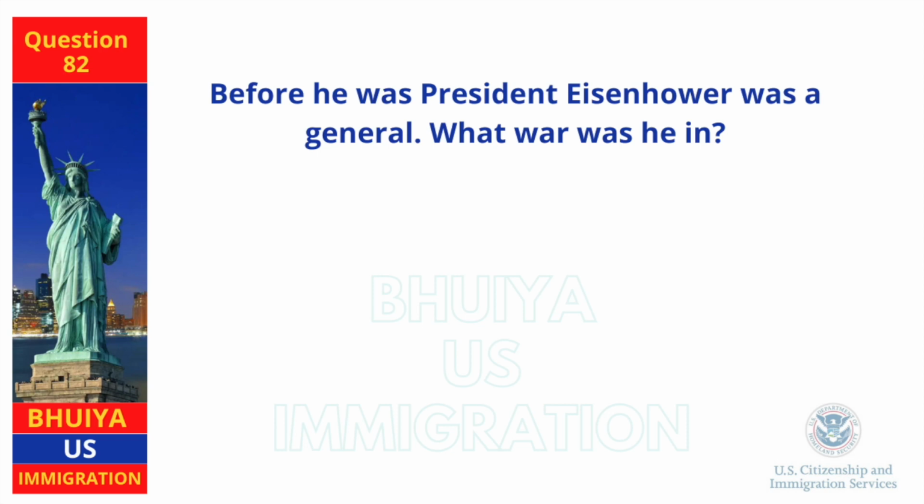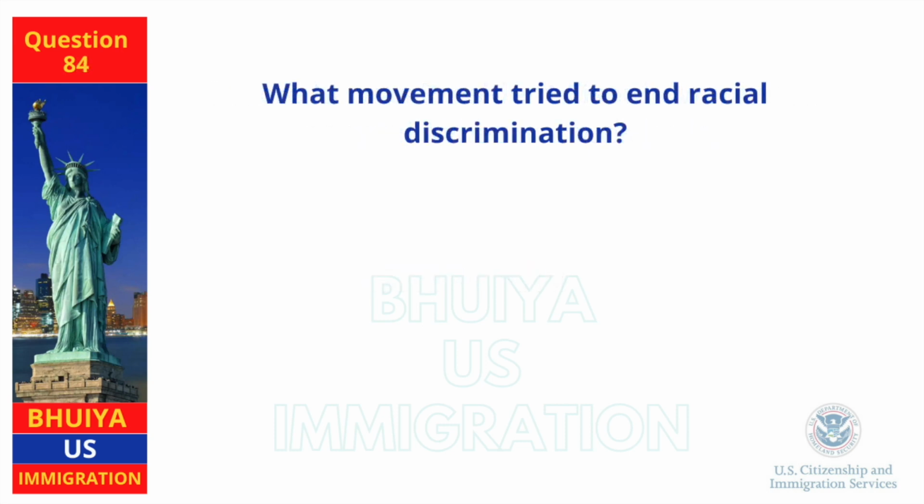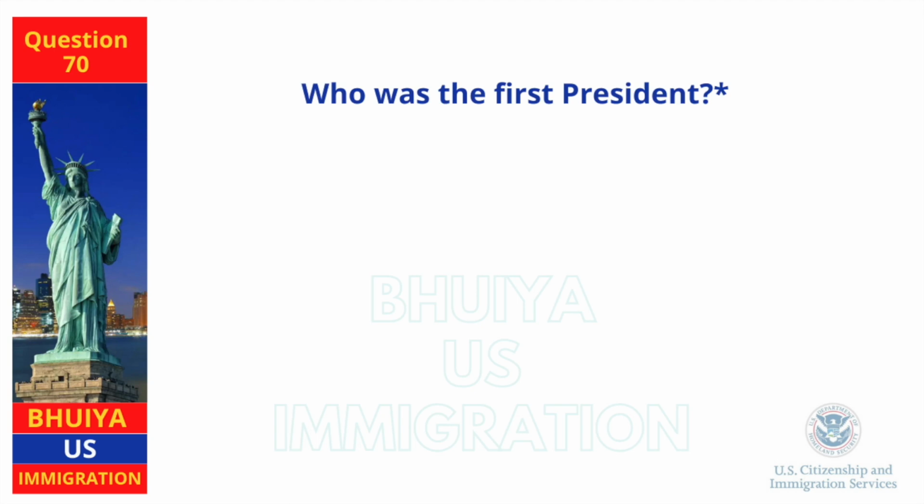Before he was president, Eisenhower was a general. What war was he in? World War II. What movement tried to end racial discrimination? Civil rights movement. Who was the first president? George Washington.